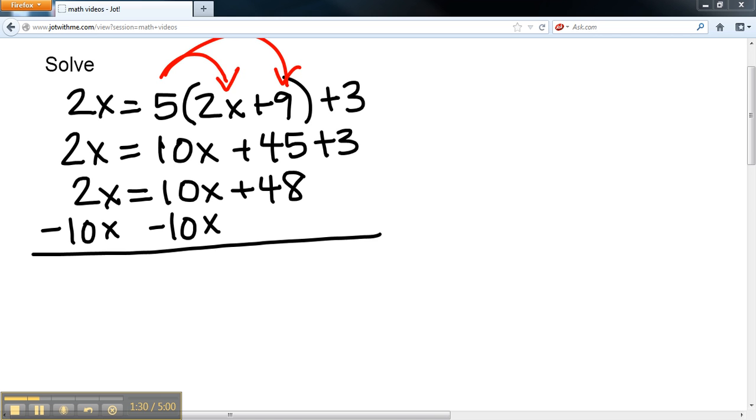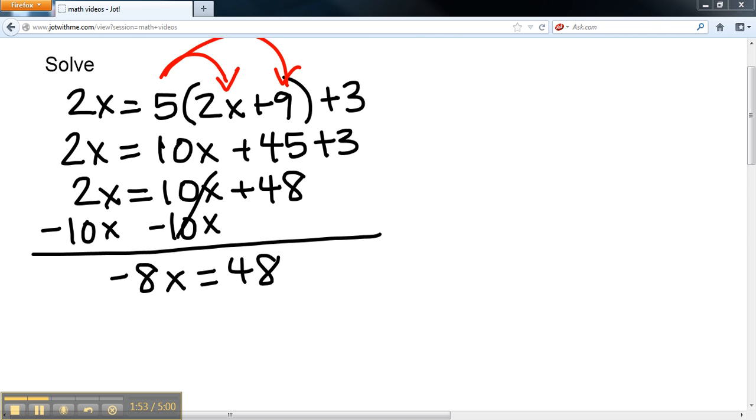You'll see when I do that, I get 2x minus 10x on the left side is negative 8x. And that equals 10x minus 10x is 0. So those are gone. It's gone from the right-hand side now. All I have left on the right-hand side is my 48.